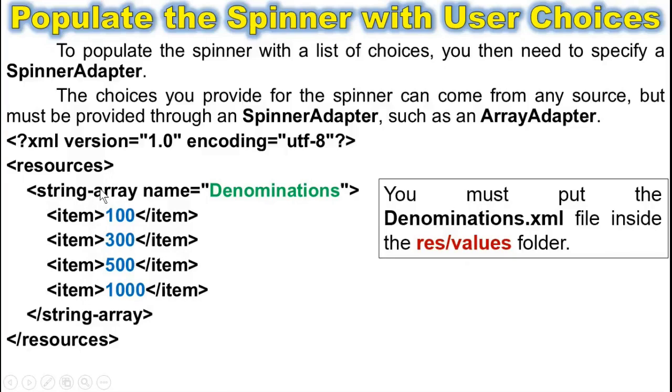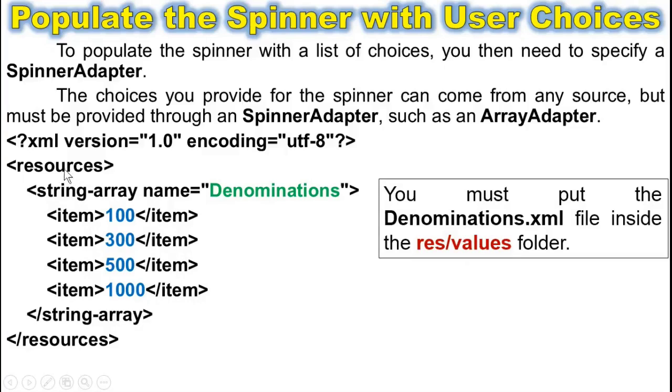Here is an example of an XML file that contains the definition of the values that will populate the spinner. It will contain the following items to be selected by the user, such as 100, 300, 500, 1000. To populate the spinner with a set of values, we must create an XML file that contains an array of string values by following this format.